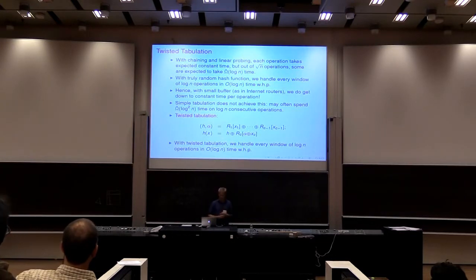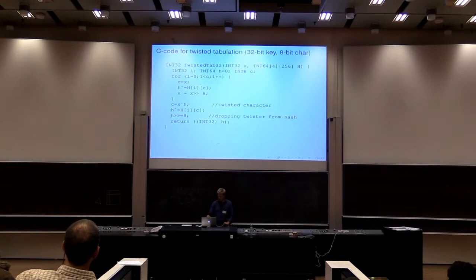Twisted tabulation does handle every window in logarithmic time with high probability. And it turns out that this little twist has a lot of nice effects, cleaning up a lot of things associated with simple tabulation, and it's really fast. Again, this is just the fastest kind of operations we have on a computer, so it's only going to take a fraction of a nanosecond.